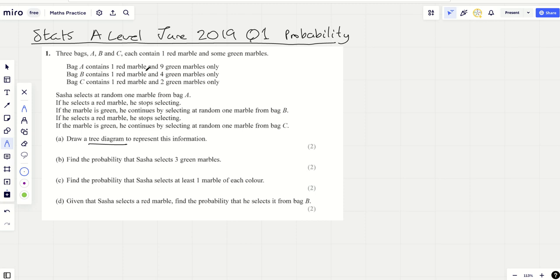Bag A, 1 red marble, 9 green. Bag B, 1 red marble, 4 green. Bag C, 1 red marble, 2 green. Sasha's going to take 1 marble from A.